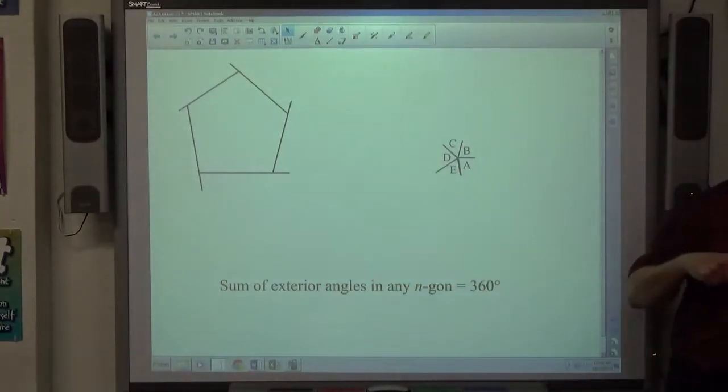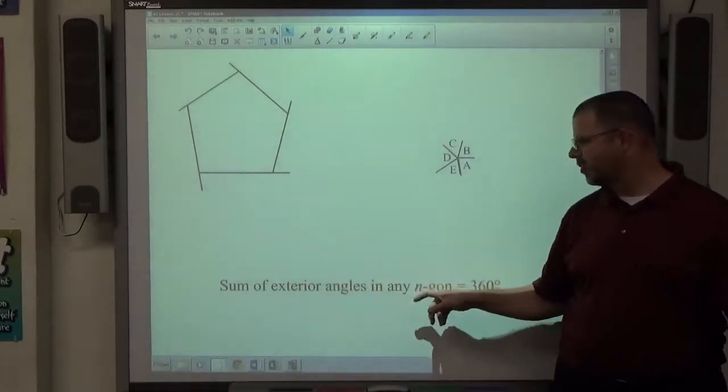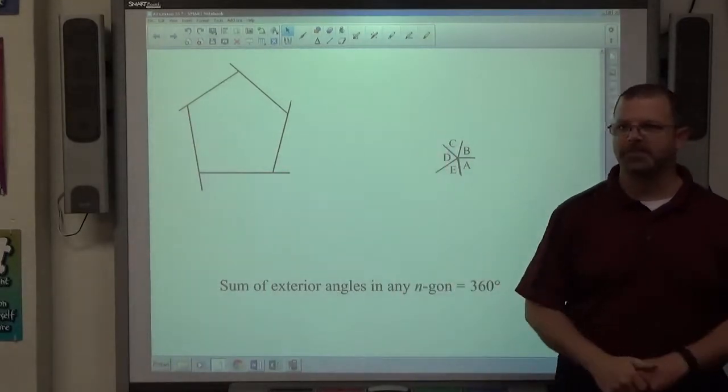There will be a test this year. Okay, I'm making bold predictions here. There will be a test this year with this exact question on it. It'll say, what is the sum of the exterior angles in a 20-gon?